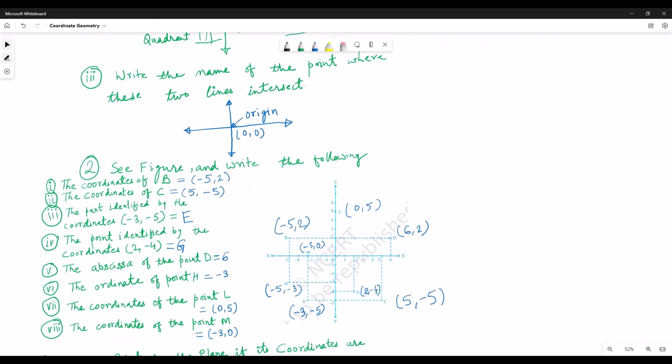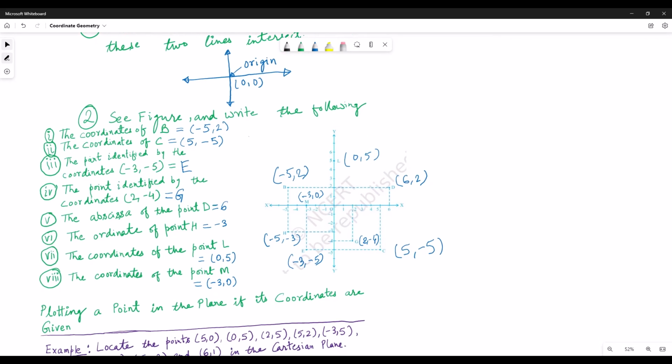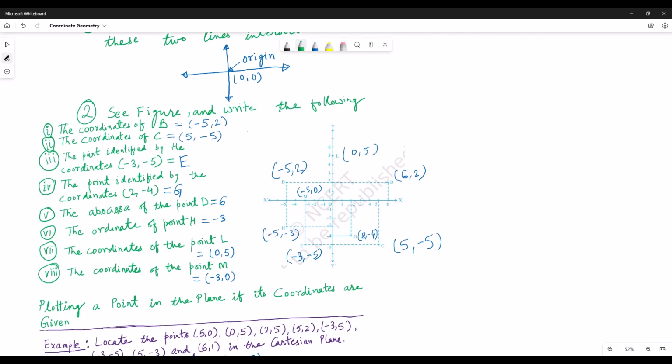See the figure and write the following. So you try to do it yourself. Coordinates of B. Where is B? It is in the second quadrant. It is -5 units away in the x direction and 2 units away in the y direction. So the coordinates of B are -5, 2.